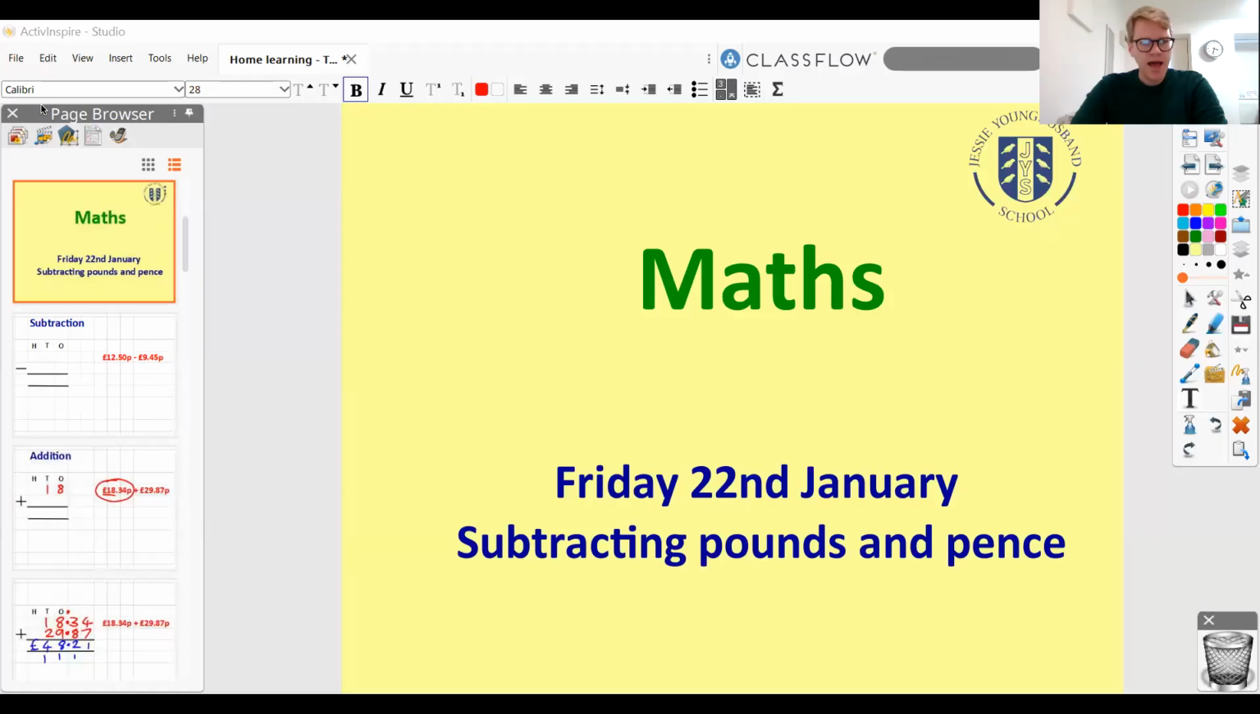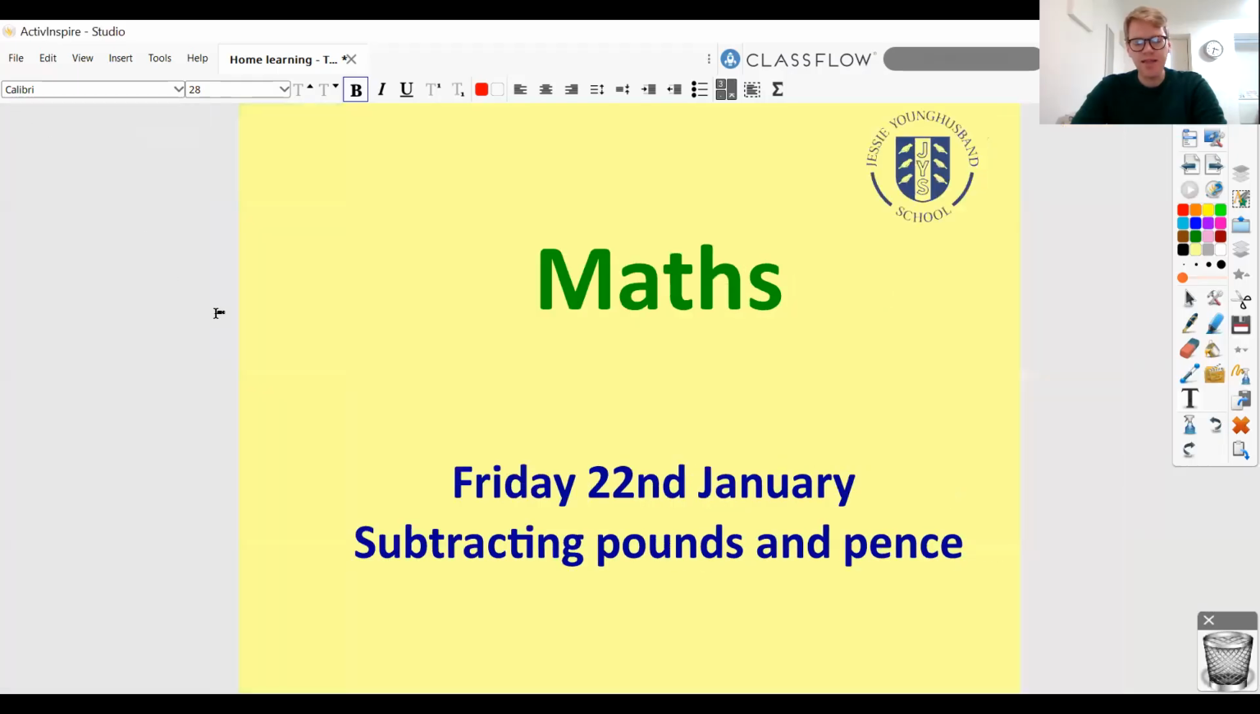Now, as you know, we've been thinking all about money. We're going to be very much continuing that today and thinking about how we can now subtract with money. So we were adding pounds and pence over the last couple of days. We're going to think now about how we can subtract pounds and pence.